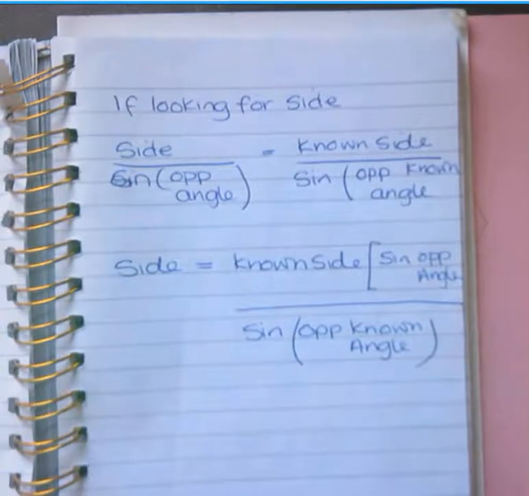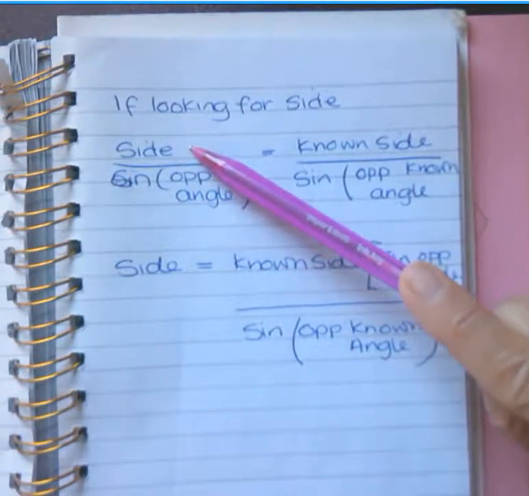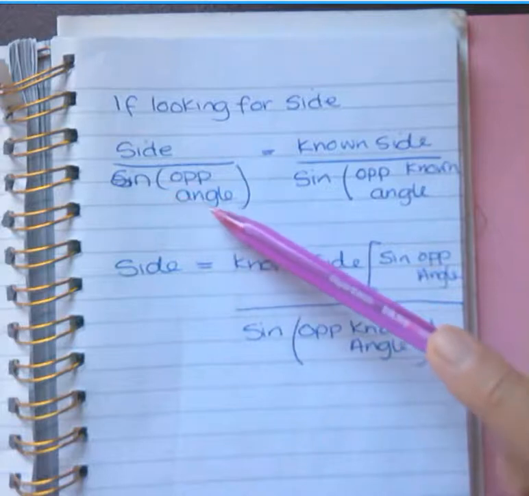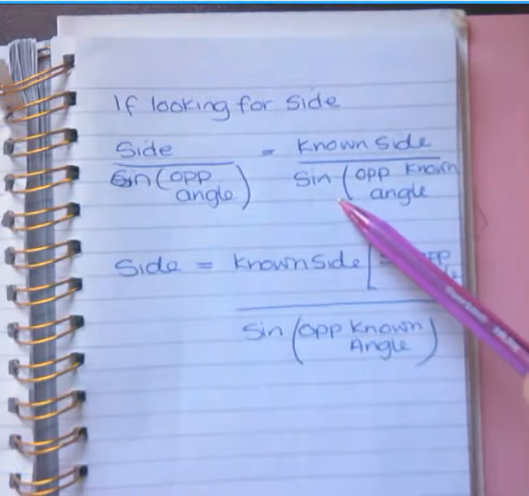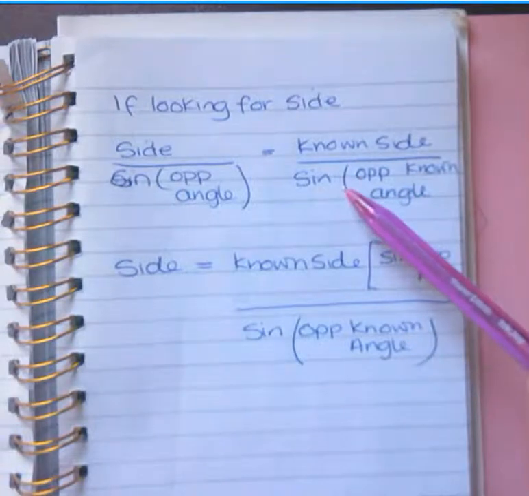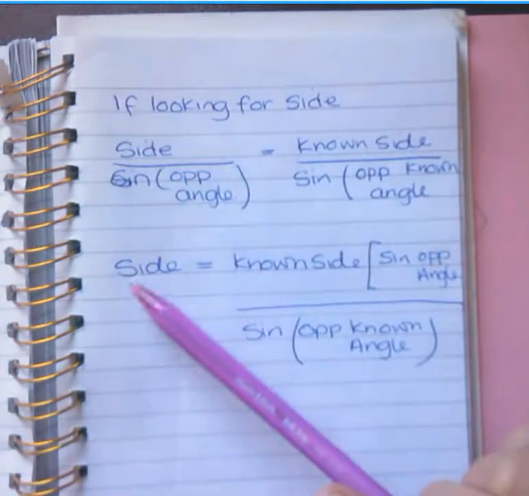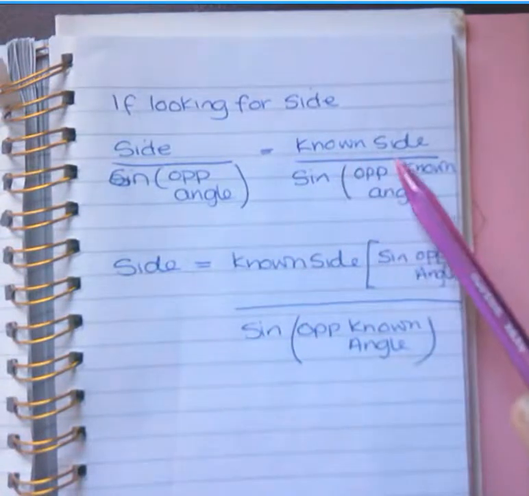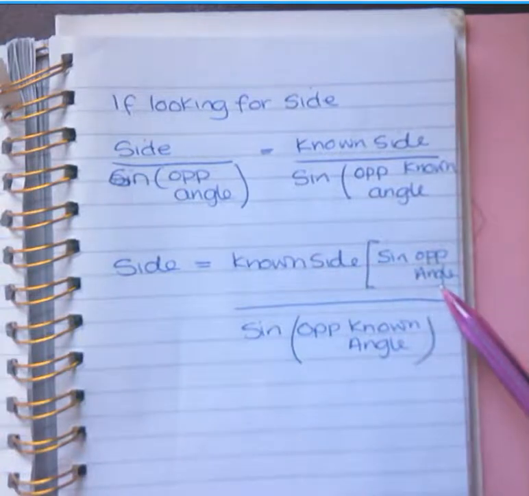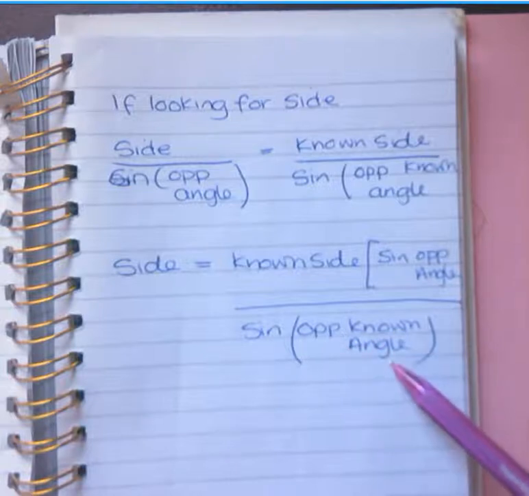Last time we were looking for the angle, we put the angle in the top corner. This time, if we're looking for the side, you put the side you were looking for in the top corner. So you go side over the sine of its opposite angle equal to the length of the known side over the sine of the angle opposite that. Moving stuff around this time is much easier. You have your side, leave that where it is, equal to the known side times the sine of the opposite angle over the sine of the opposite known angle.